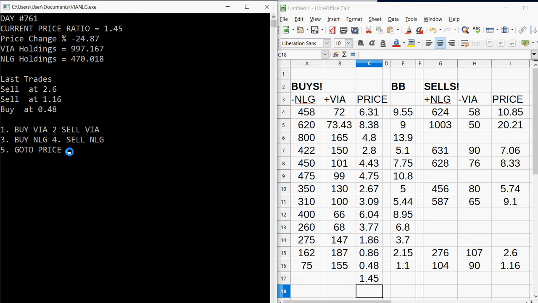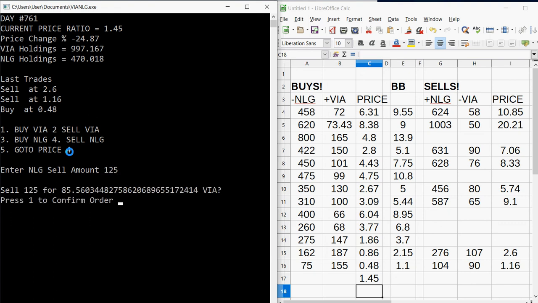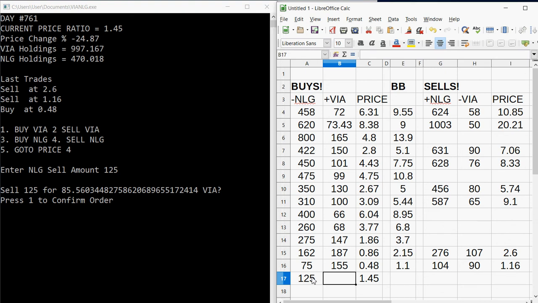So another new buy. 470 is the ownership. Maybe you want to 120 maybe. 125. And we would be going to get 80.